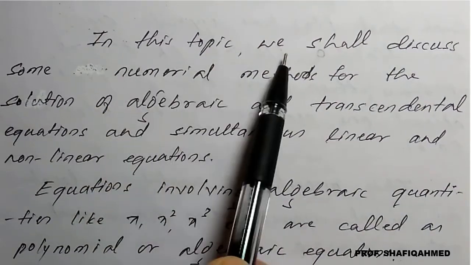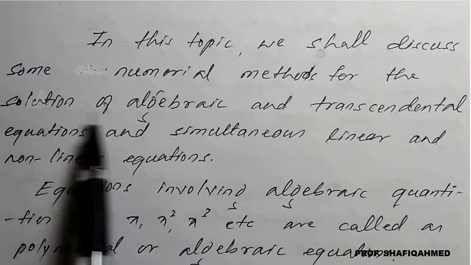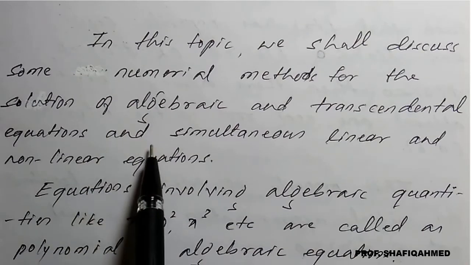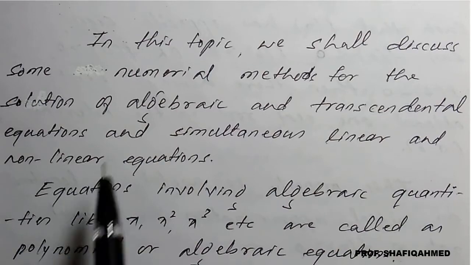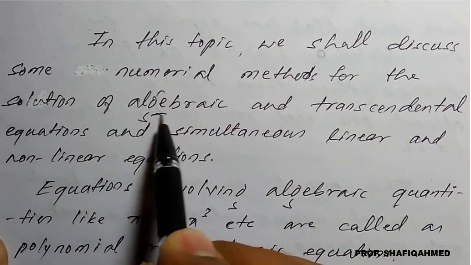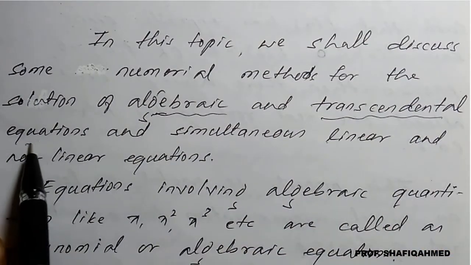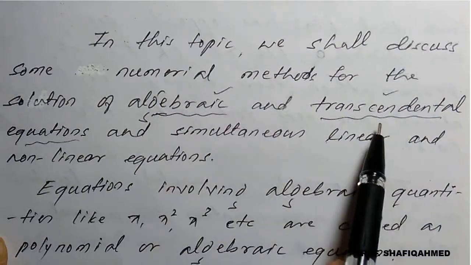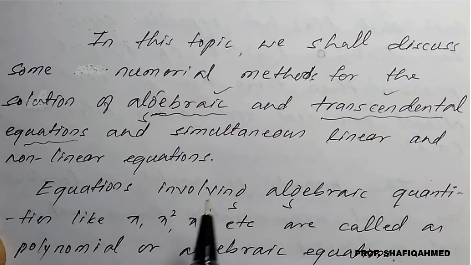Now in this topic we shall discuss some numerical methods for the solution of algebraic and transcendental equations and simultaneous linear and nonlinear equations. Here two important points are there: algebraic and transcendental equations. So what do you mean by an algebraic equation and what do you mean by a transcendental equation?